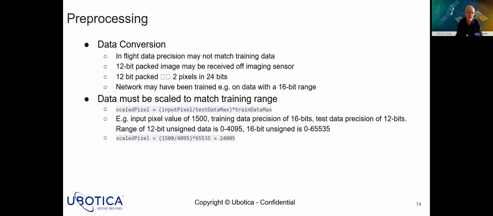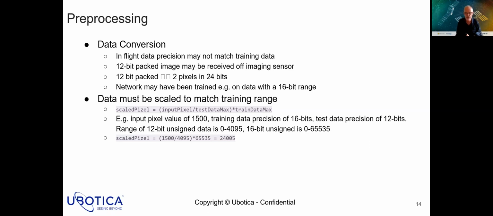Data conversion. The image data that comes off the sensor is a 12-bit packed image format. Each pixel is represented by 12 bits. This is the highest resolution that the imager supports. We provide functionality within the tiler to downscale the resolution if required. So if you have a model that's trained on 8-bit pixels, we have the ability to generate tiles that have 8-bit pixel resolution.